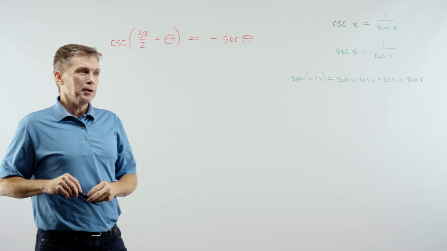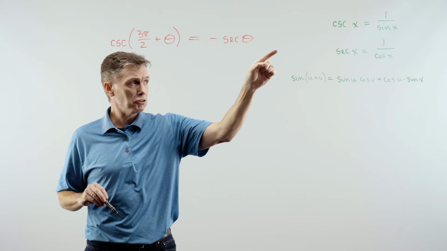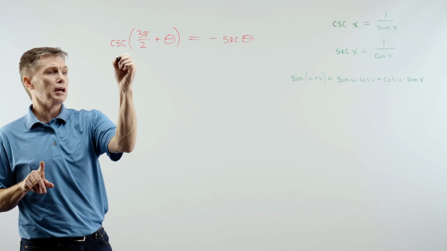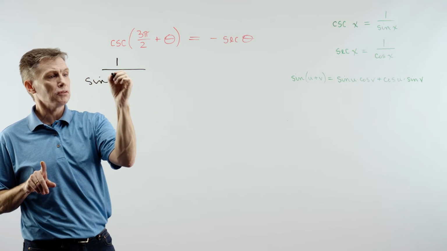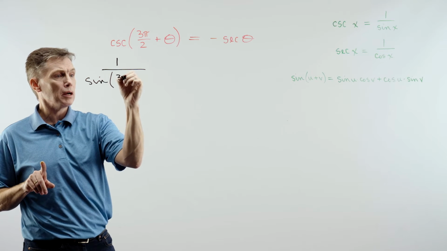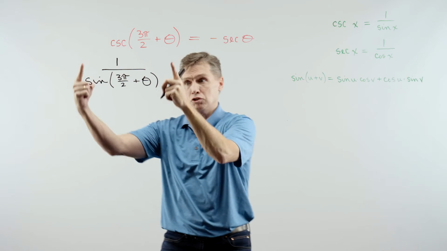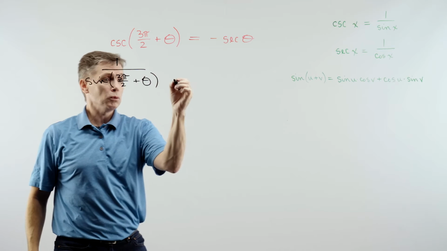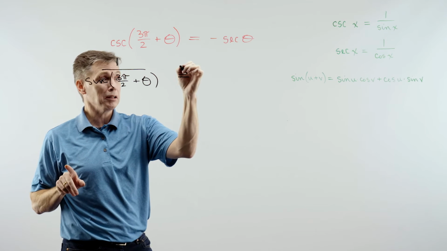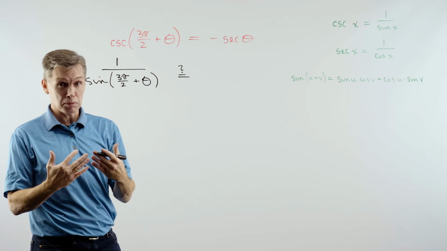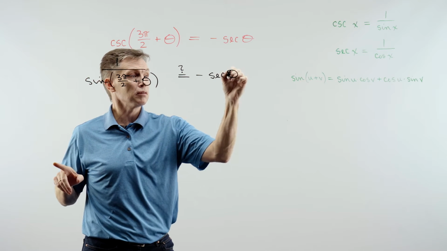Are you ready? Okay, the first thing I do see is a cosecant of something. And I have an identity, a reciprocal identity, that tells me I can rewrite that as 1 over the sine of the same argument, 3 pi over 2 plus theta. Okay, now that's just the left-hand side. And then equals, which we know is true. We know it equals, but we're questioning that. I like to put a question mark. I've got to confirm that this is true. Does this truly equal a negative secant of theta?